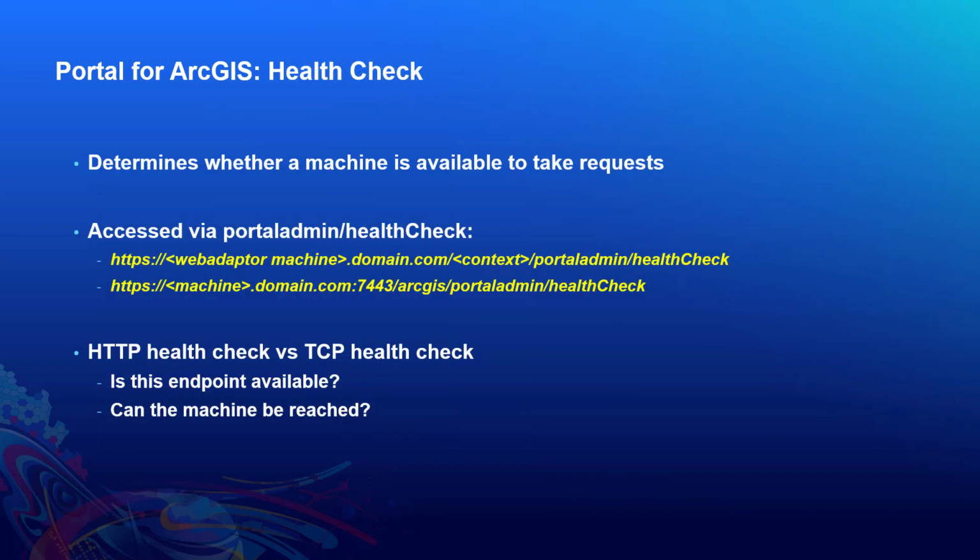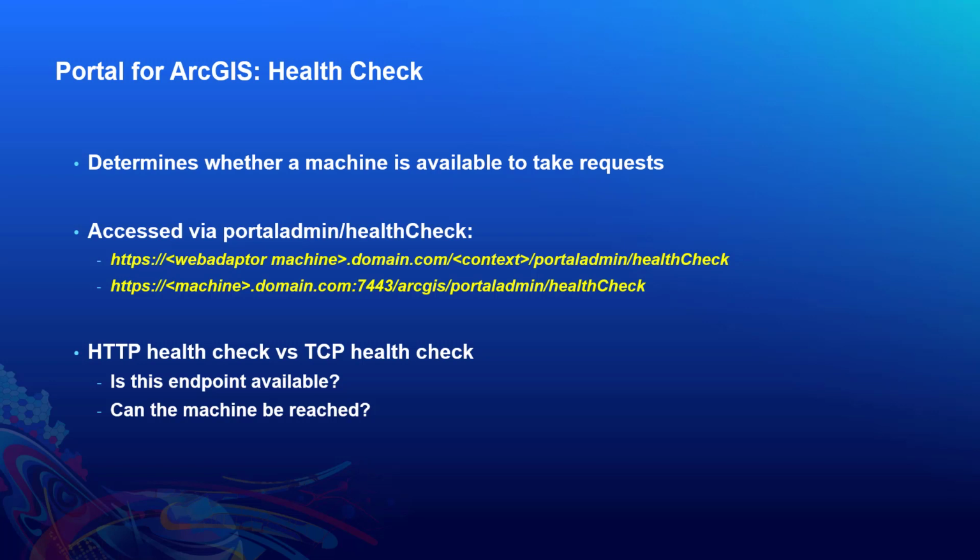An important concept with a highly available portal is to make sure that the portal machine is available to take requests. And this is done through the health check available within Portal for ArcGIS. Most, if not all, load balancers support a health check function, something that will check the health of the backend machines that it's going to send requests to. So this is accessed through portaladmin/healthCheck, available directly through the web adapter or through 7443.